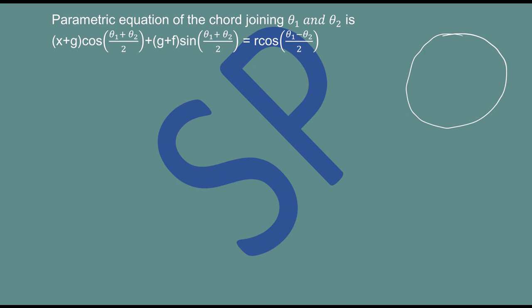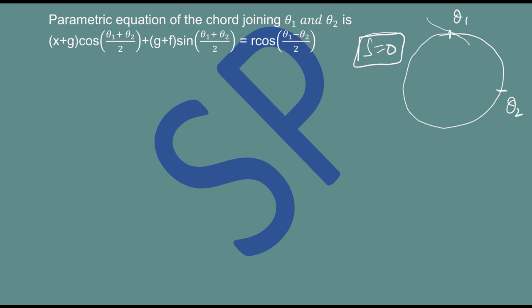Last concept for this class: parametric equations of the chord joining theta 1 and theta 2. See, we are given the circle s is equal to 0. The circle is s equal to 0, a general circle, mind you. And we will be given 2 points on the circle, say theta 1 and theta 2. Now we are going to find the chord joining theta 1 and theta 2. That's what we are going to do.